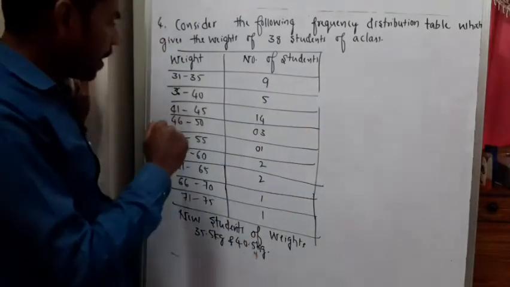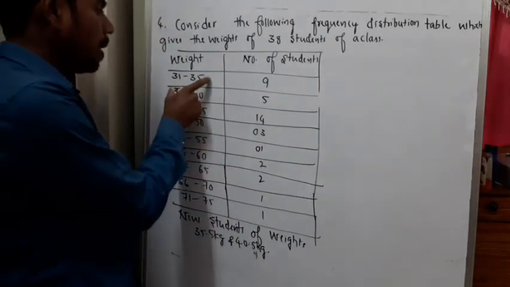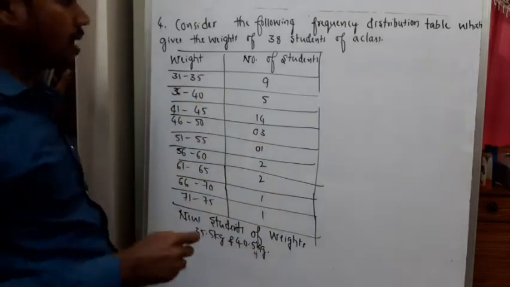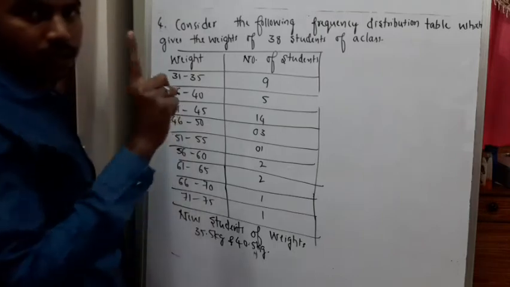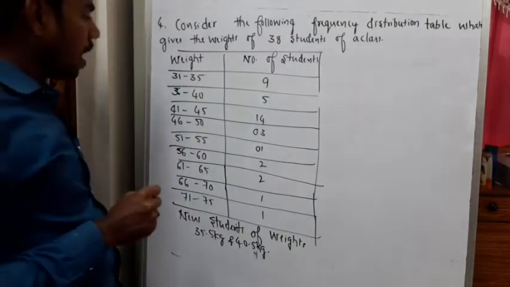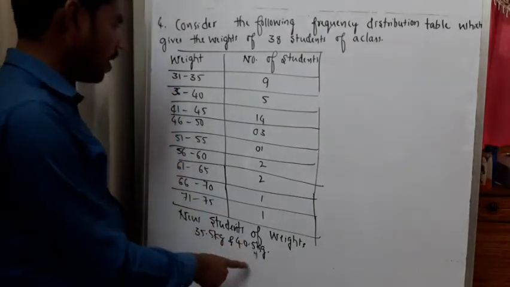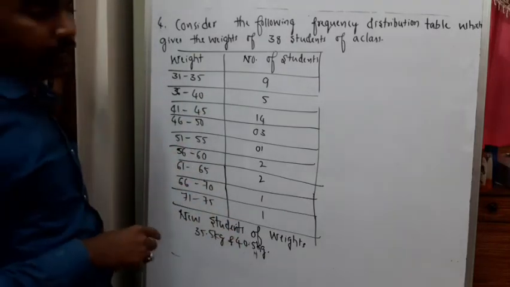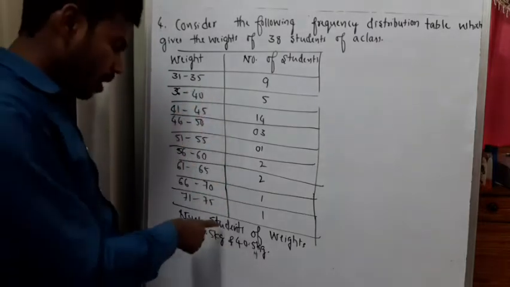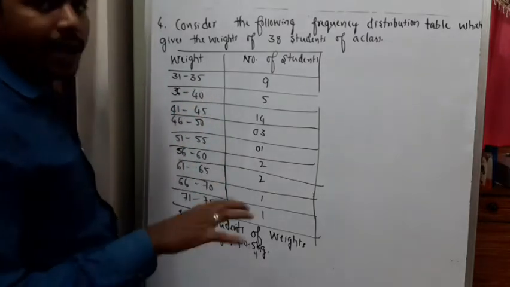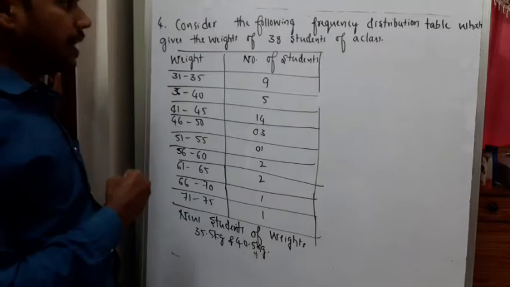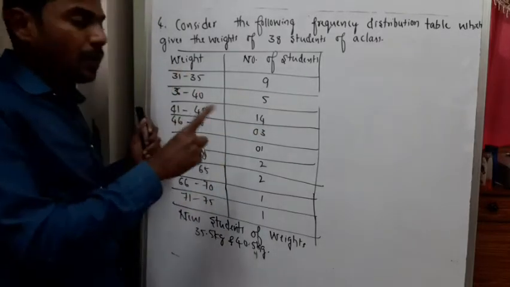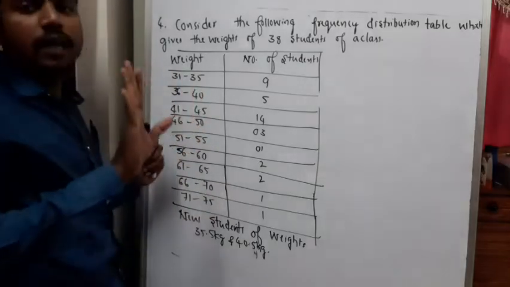See, 35.5 was supposed to come in between, but I cannot include 35.5 because between 35 and 36 there is a gap of 1. And even if I want to include 40.5, between 40 and 41 there is a gap of 1. Because of this I cannot include 35.5 and 40.5 directly. So to make the changes, I need to make this a continuous interval.